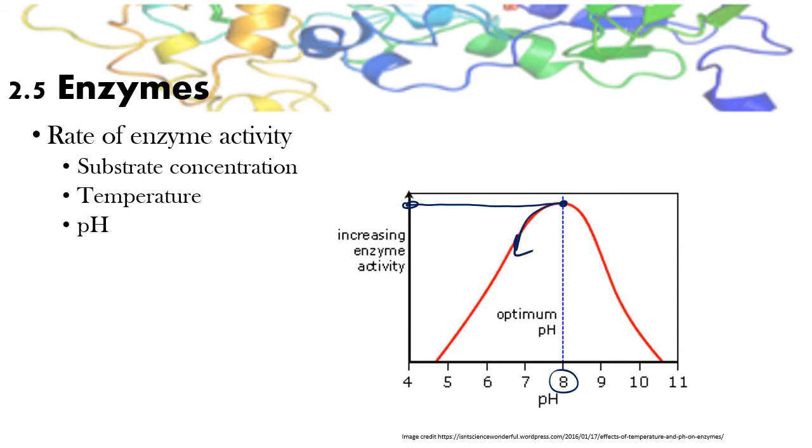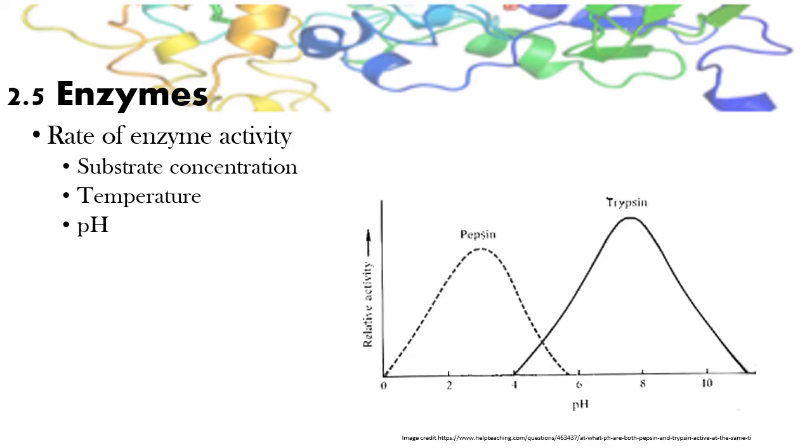If we go away from that optimal pH, we have a quick drop-off in activity because we're changing the shape of the enzyme. What's really cool is that not every enzyme has the same optimal pH. So pepsin's optimal pH is like 3, and trypsin's optimal pH is like 8. Both of these are in the human body.